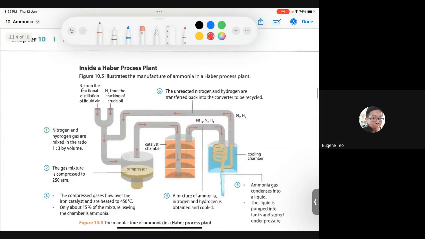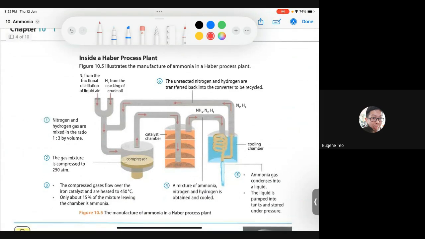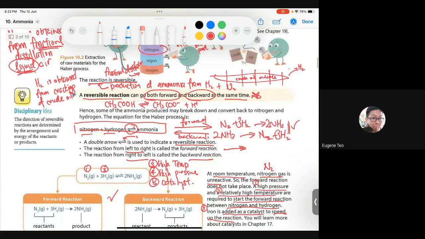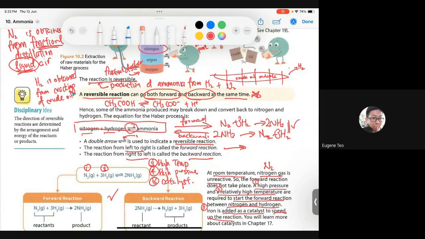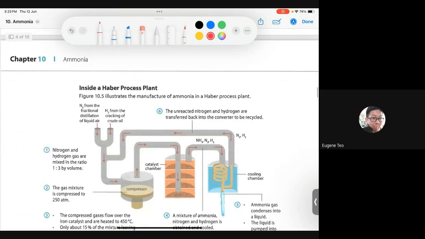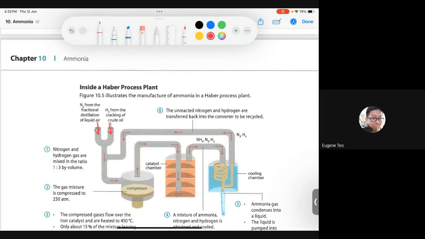Okay, now we are going to look in terms of what happens in the plant itself, in the industrial plant itself. Now, let's look at this. Okay, I realized, did I balance my equation properly? Yeah, correct. Okay, let's go back to here. So let's start from the first part here. You need to feed in your raw materials. So in this case, I got nitrogen and hydrogen gas mixed in 1 to 3. Why? Because nitrogen plus 3 hydrogen will give me 2 ammonia after you balance the whole equation.